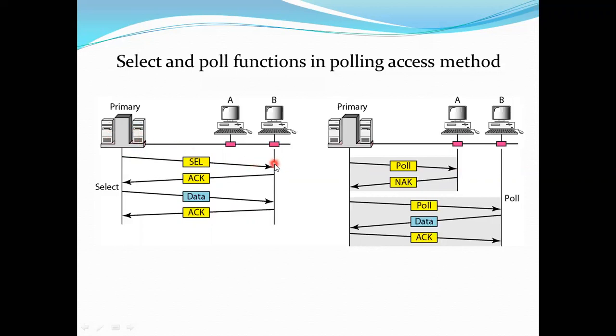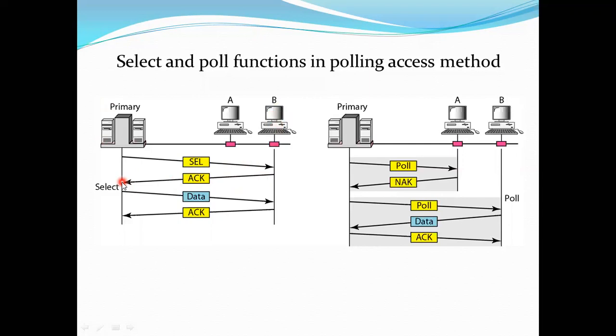For example, in this case, the primary wants to send the data. It generates the select frame, which contains the address of the secondary device, station B. It tells station B to be ready to receive the data. Once it has received the select frame, station B is supposed to send an acknowledgement back to the primary, as you can see here.